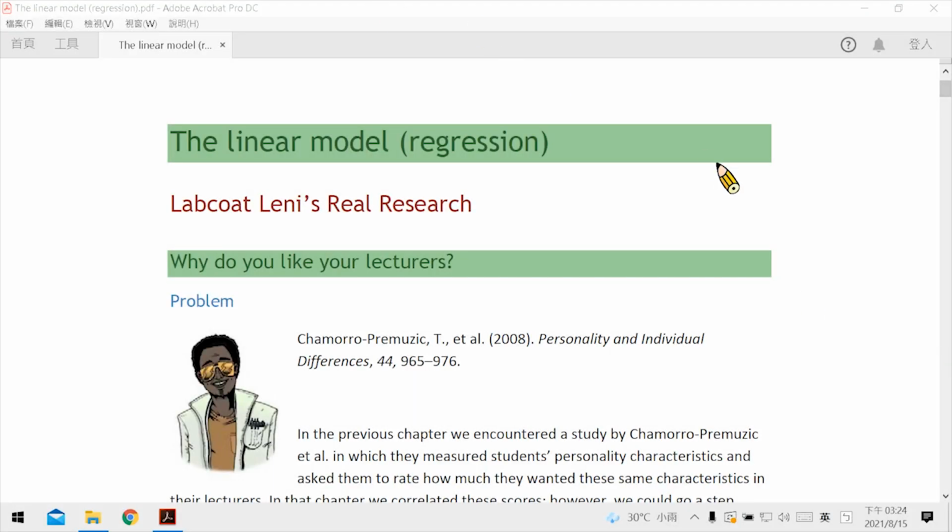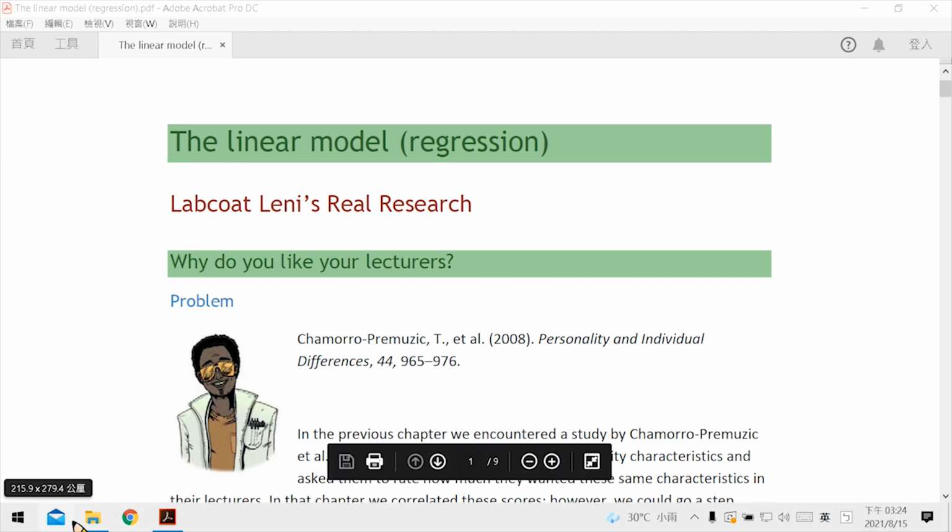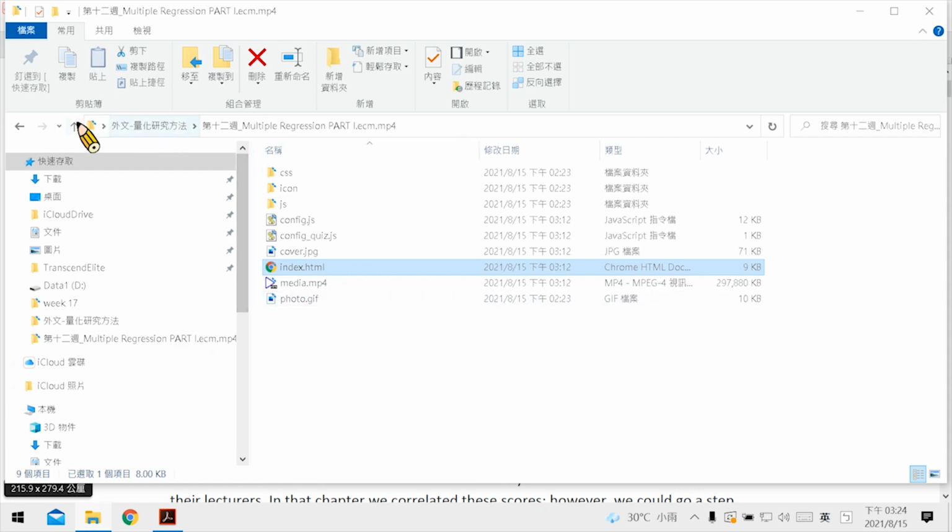Okay, so let's do week 12, multiple regression, part 2. This is the practice, and there are some questions where we will run SPSS to do some practice. Okay, so let's open the data from week 12.